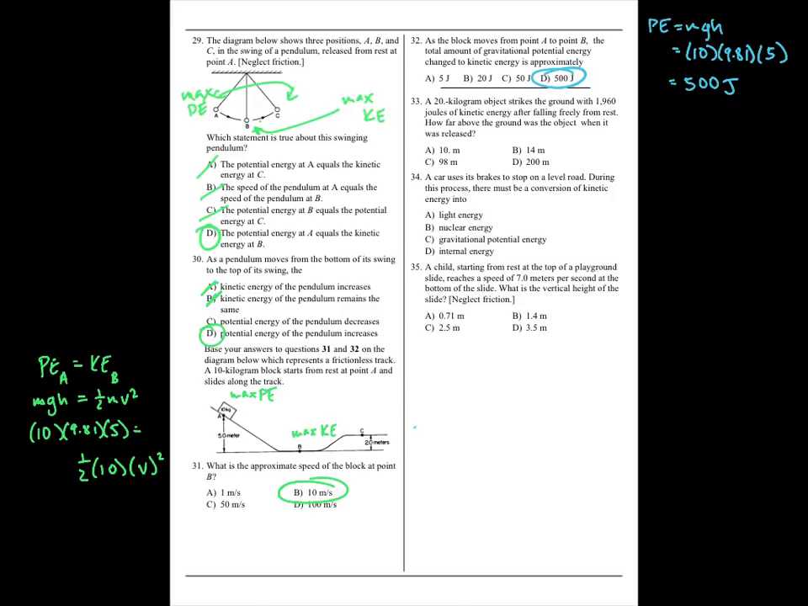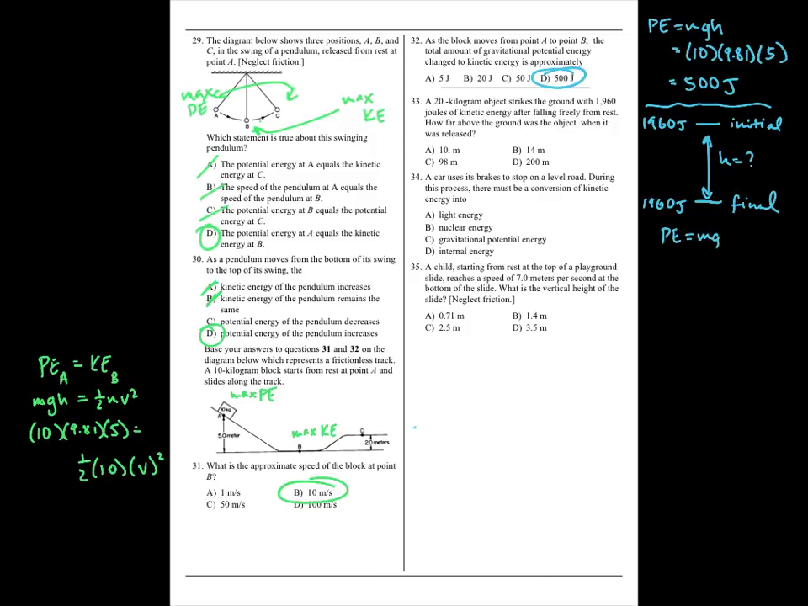Okay. Number 33. A 20 kilogram object strikes the ground with that much kinetic energy after falling freely from rest. How far above the ground was the object when it was released? Okay, so this is initial position at the top. We don't know the height, but we ended at this final position at the bottom. And our energy was 1,960 joules, which should also be at the top as well.